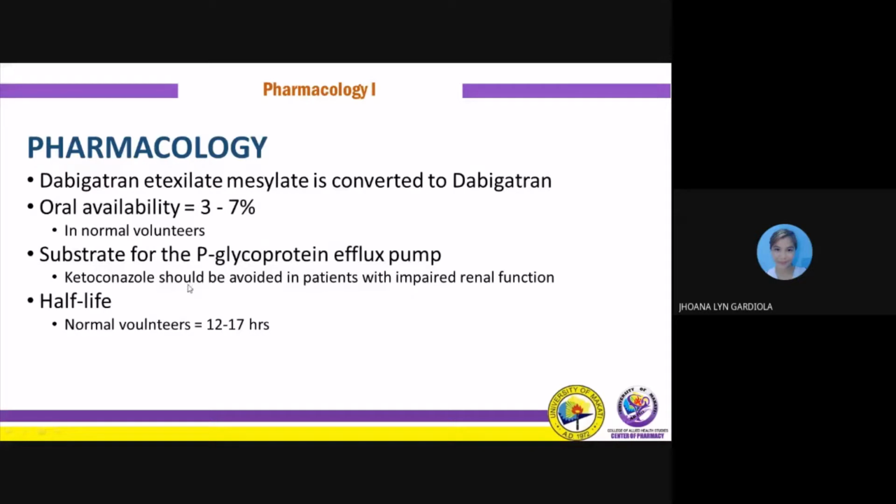Ketoconazole is a P-glycoprotein inhibitor, which means it should be avoided in patients with impaired renal function because it can contraindicate the use of dabigatran.